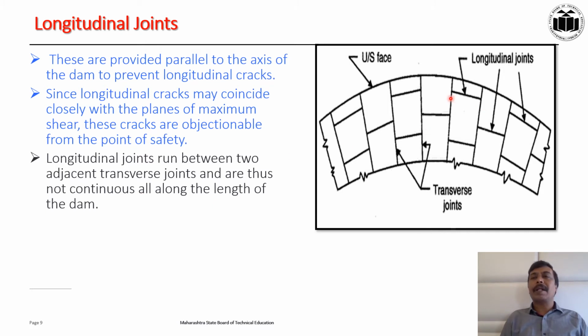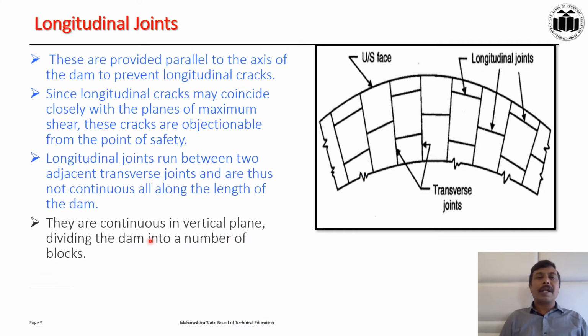See here you are finding the longitudinal joints. These are the longitudinal joints. These are provided in between the two transverse joints. They are continuous in vertical plane, dividing the dam into a number of blocks. See, these transverse joints and the longitudinal joints divide the whole section of the gravity dam into a number of blocks.